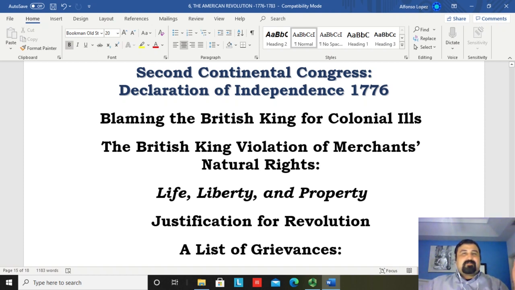So they're going to blame the British king for all colonial ills, because this is what Parliament was fighting for in the English Civil War of the 1640s, the merchants, that is, again blaming the British king for all of the colonial ills.